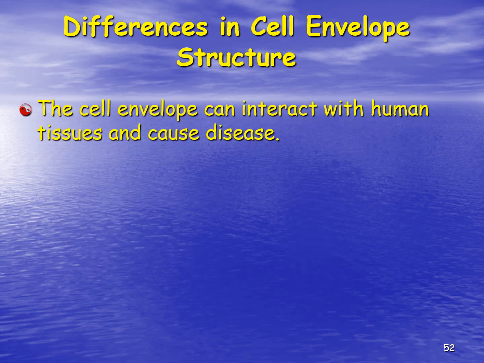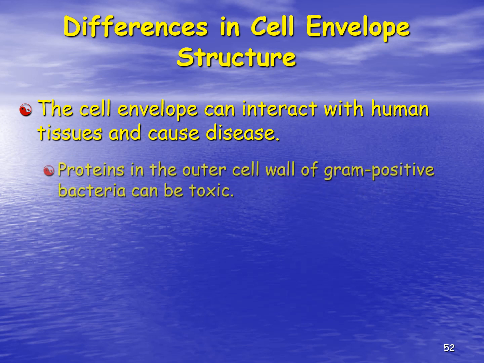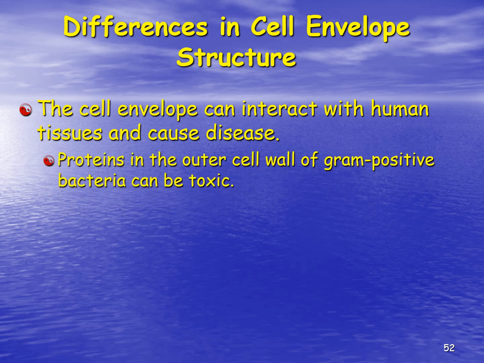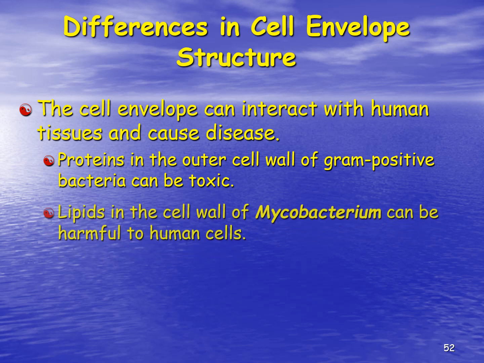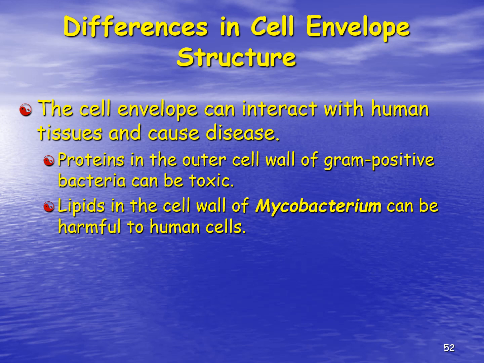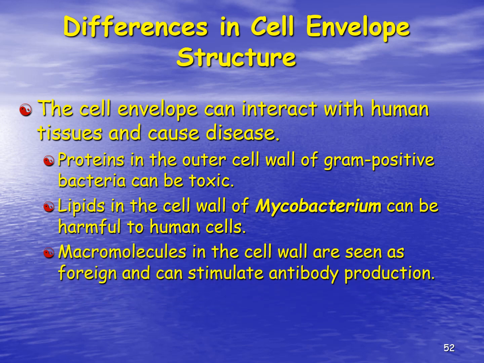The cell envelope is really what interacts with the host and causes disease within humans and animals. Proteins in the outer cell wall of gram-positive bacteria can actually become toxic. Lipids in the cell wall of mycobacterium can be harmful to human cells, and primarily this is the mycolic acid. Macromolecules in the cell wall are seen as foreign and can stimulate antibody production by the host's immune system.